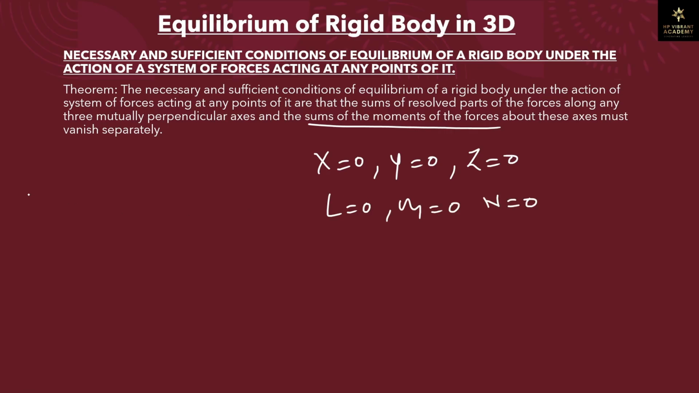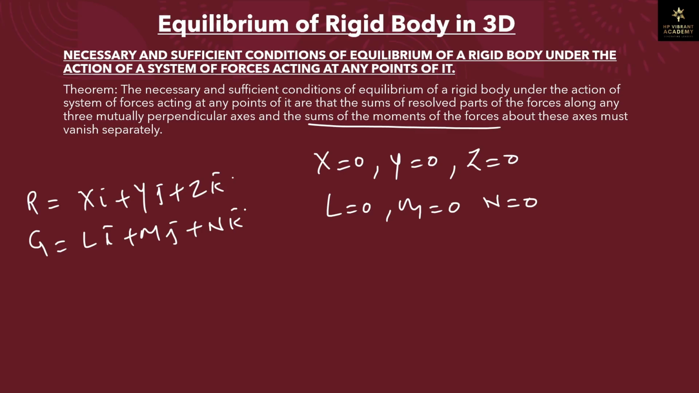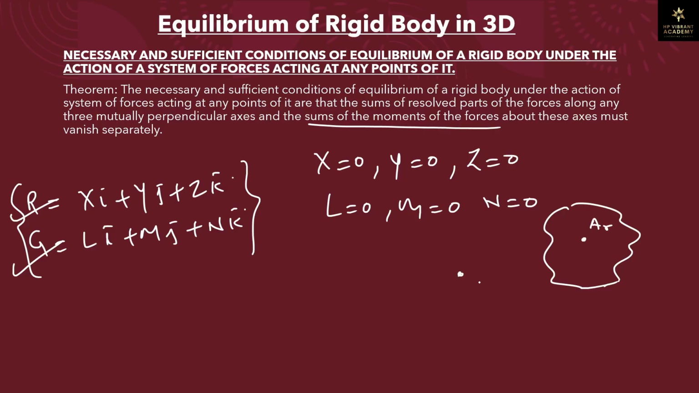So we have the resultant as R equal to X i cap plus Y j cap plus Z k cap, and G equal to L i cap plus M j cap plus N k cap. These are the resultant and the couple of moment. What we have studied is, let us consider a rigid body and take a random point A, and this is our base point. The position vector is r vector.